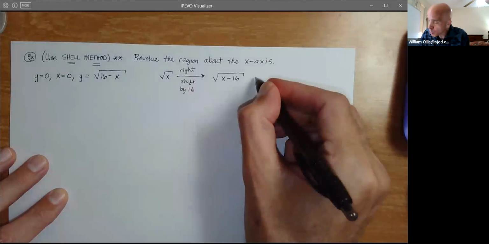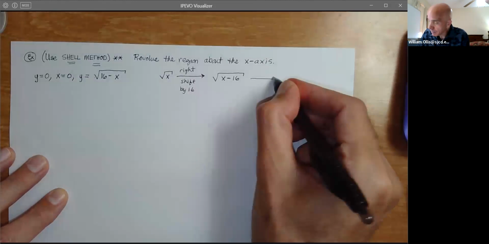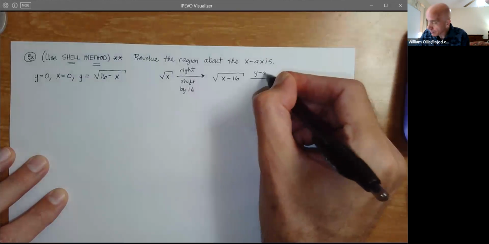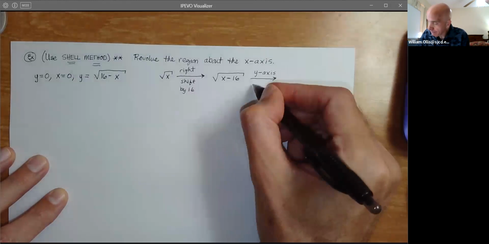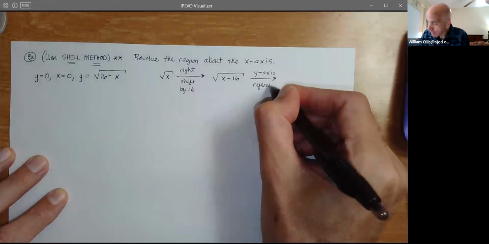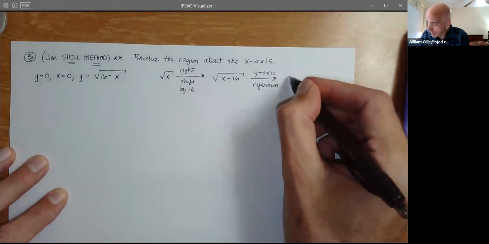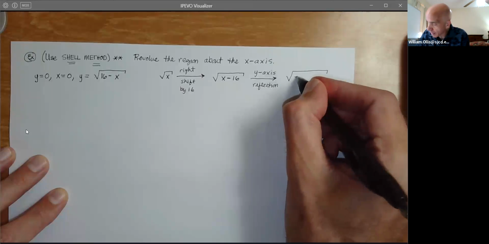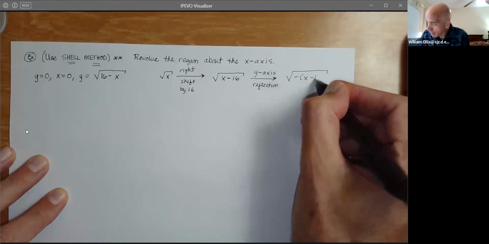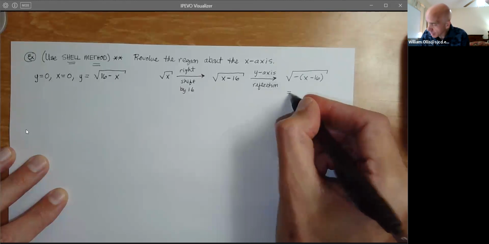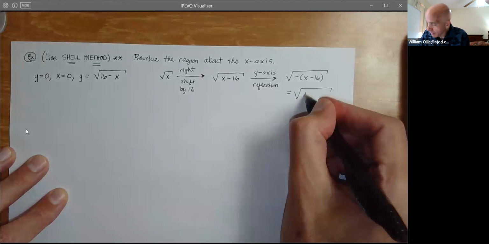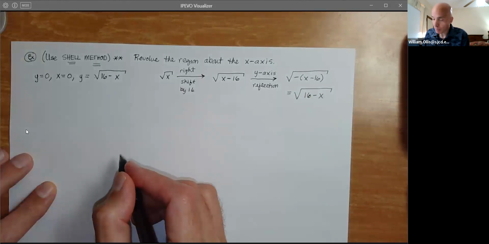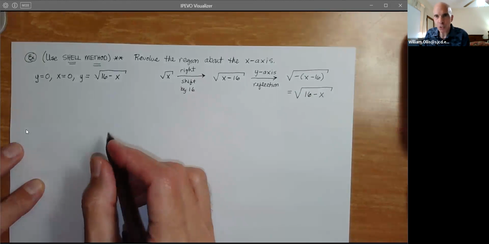And now let's do a reflection. Y-axis reflection. So this will be, we just take the negative of what's on the inside, and that equals this. So that's just a college algebra problem. So now let's just draw a little picture of this.